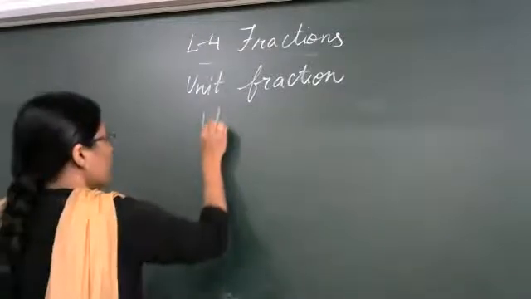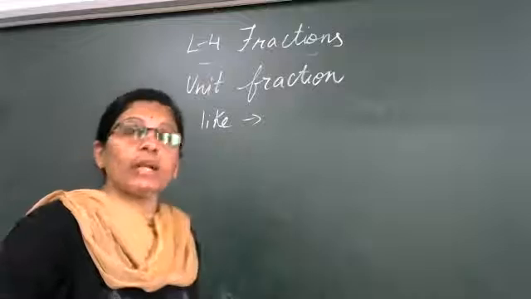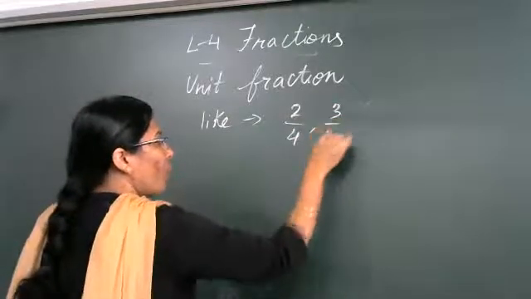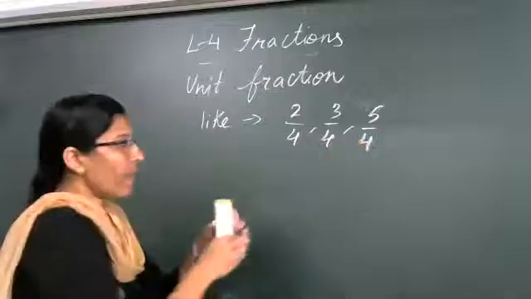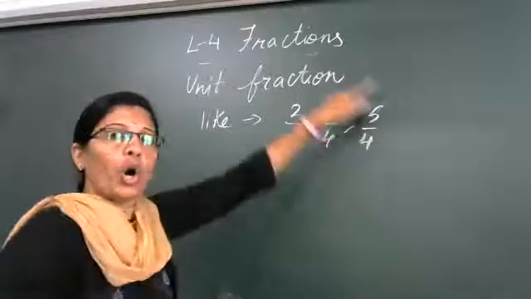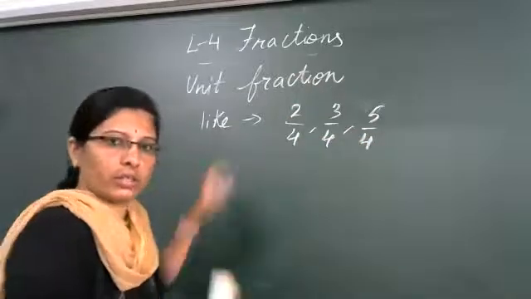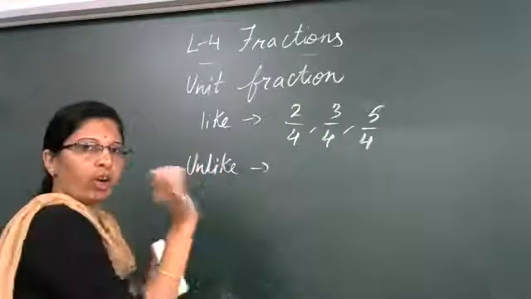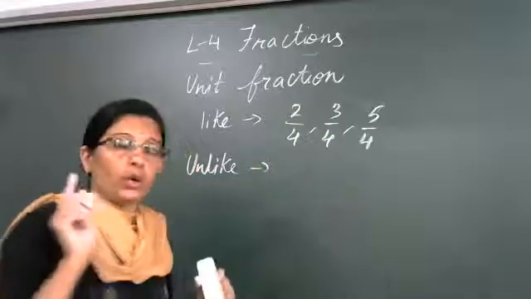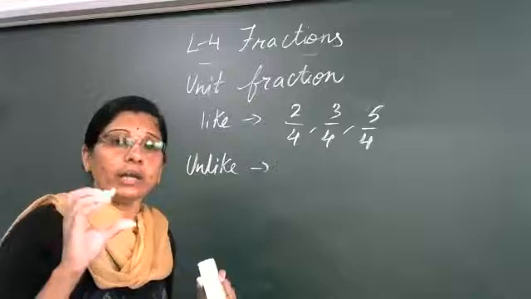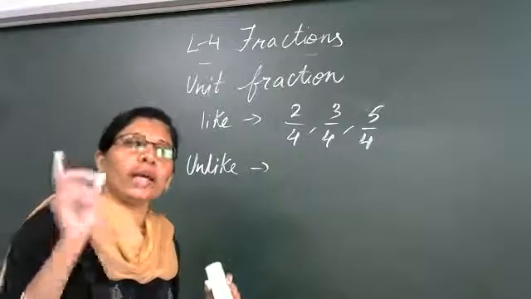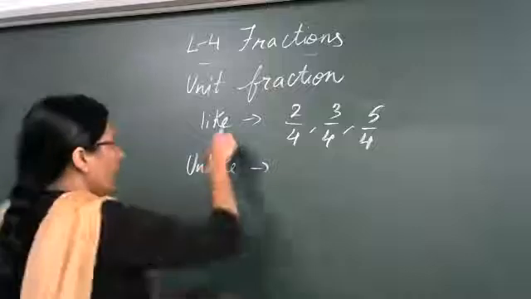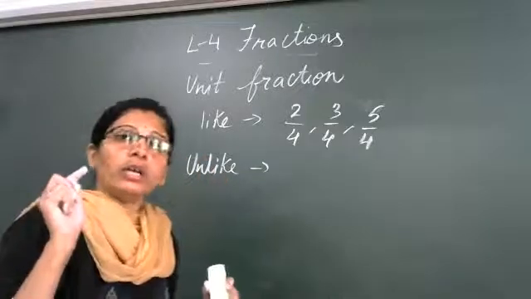See, like fractions have the same denominator, meaning 2 by 4, 3 by 4, 5 by 4 have the same denominator. All these fractions are like fractions. Unlike means different, not the same. So you have to see the denominator properly. The numerator can be the same or different, but like and unlike depend on the denominator.